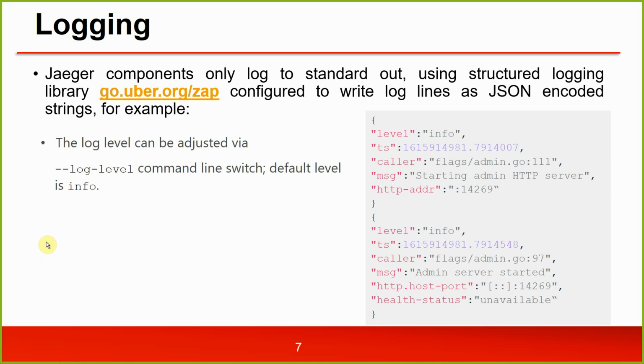Logging. Jaeger components only log to standard out using a structured logging library, which is go.uber.org/zap, configured to write log lines as JSON encoded strings. For example, the log level can be adjusted via the log level command line switch. Default level is info, which is given here. Level is info.